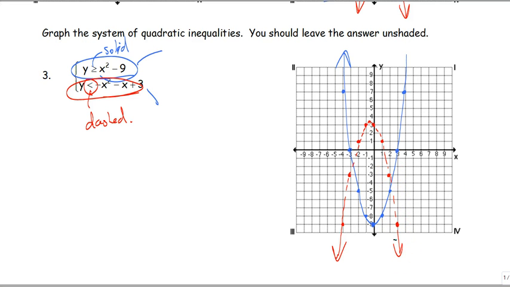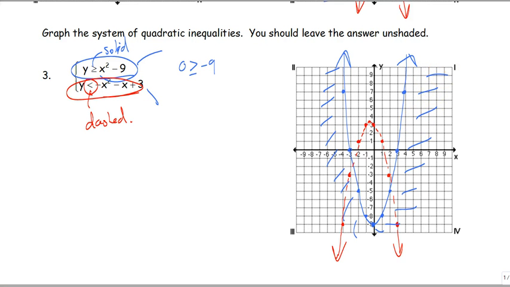Okay, so now we have to shade false for both of these. Now you kind of have to be careful when you do this. So ignore the other parabola while you're doing this for now. You can test (0, 0) for each one. So let's do (0, 0) for this blue one. Is 0 greater than or equal to -9? Yes. So that means the inside is true. So we want to shade outside the blue one.